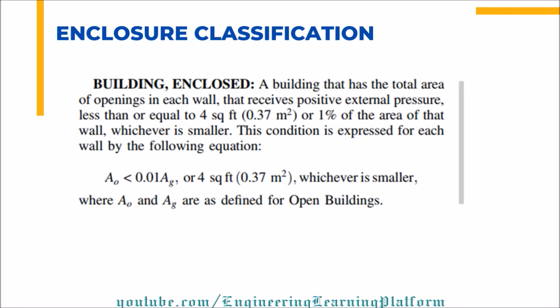Each wall has an area of opening less than 4 square feet. That building will be called an enclosed building. Or there is another criterion. If each wall has an area of opening less than 1% of the total area of the wall, then again this criterion is satisfied, and your building will be called an enclosed building.